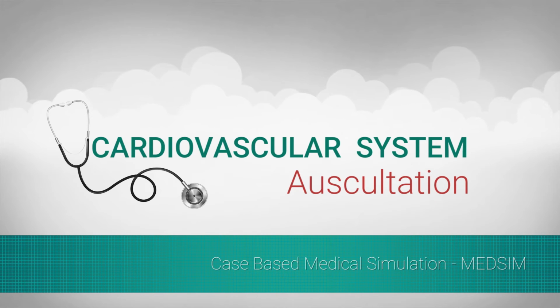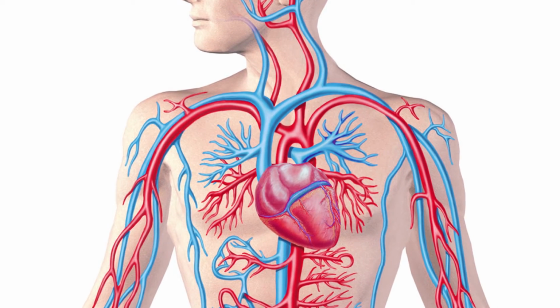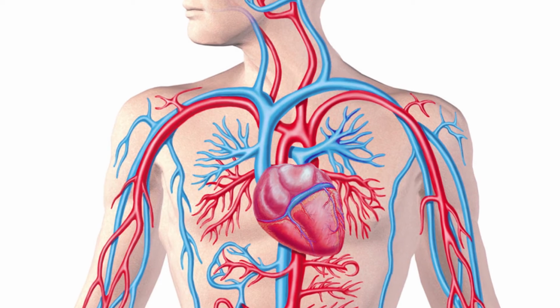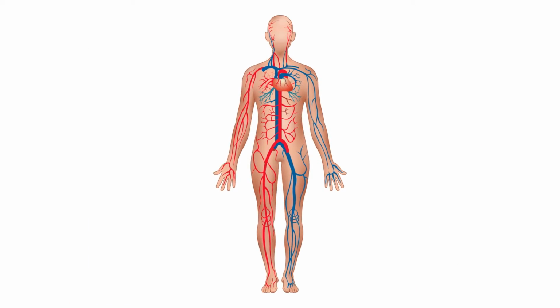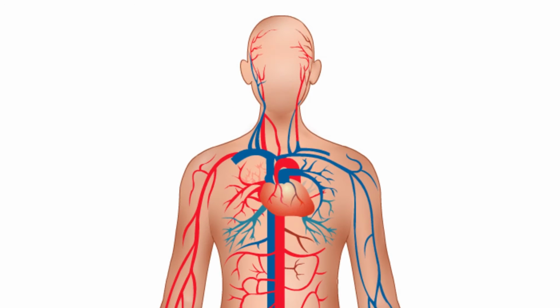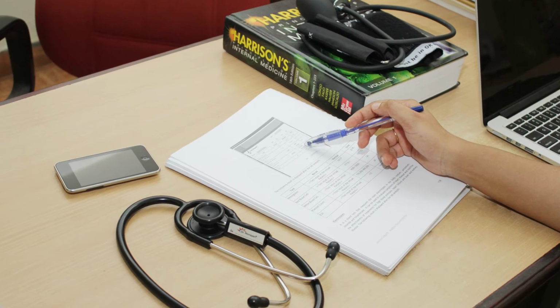Cardiovascular system, auscultation. Technique. The evaluation of the cardiovascular system includes a thorough medical history, a detailed examination of the heart and the peripheral, arterial and venous circulations, and appropriate laboratory studies.